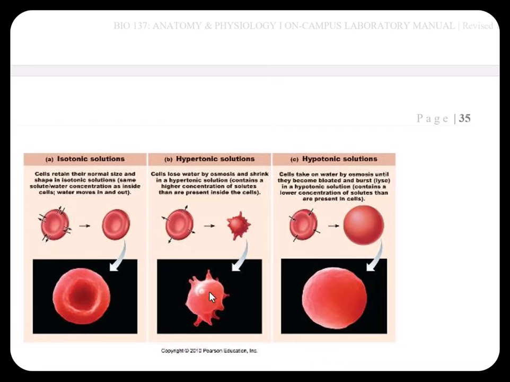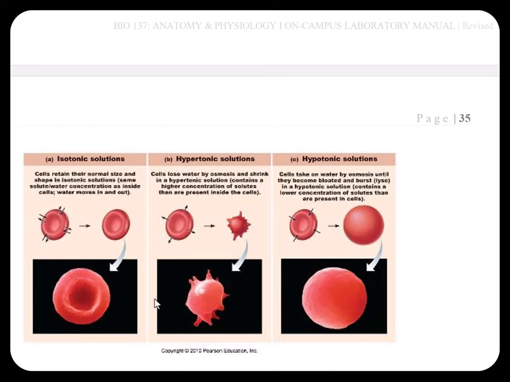And look how much smaller this cell is than this cell. So you've sucked the water out, and we call this crenated. There's a special name specifically for that. C-R-E-N-A-T-E-D, crenated.